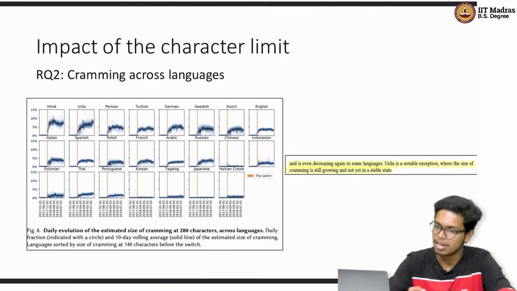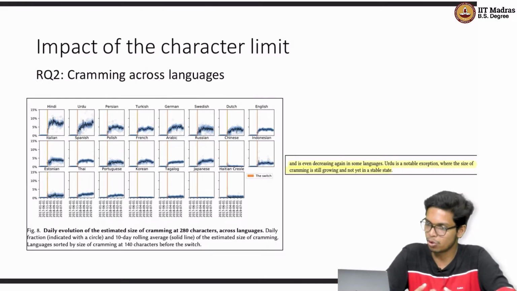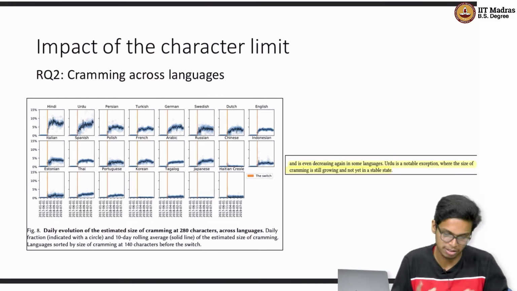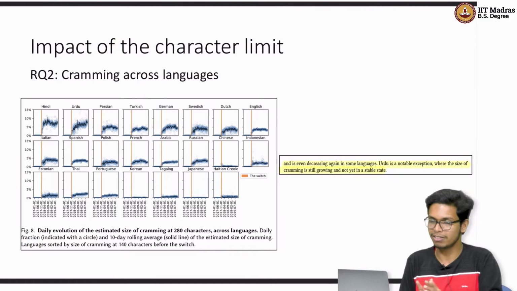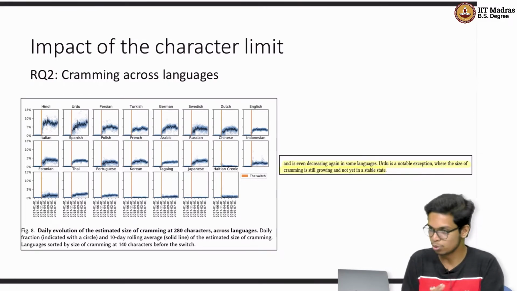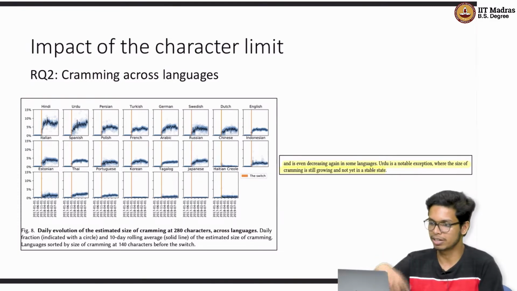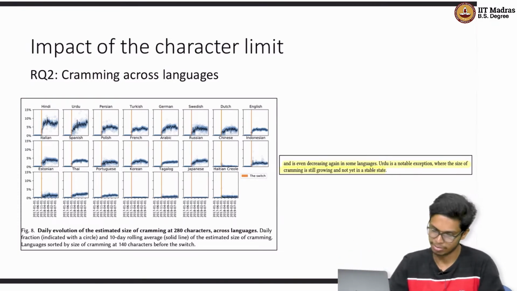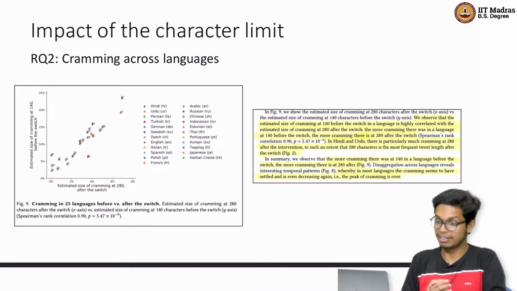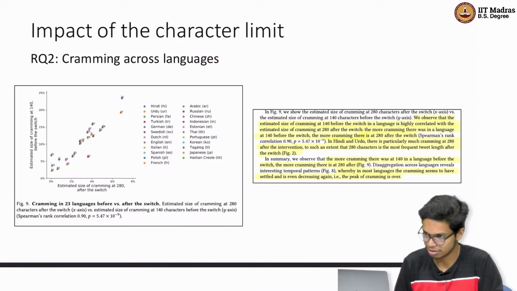There is a lot more engagement, a lot more content generation and cramming in Hindi, Urdu, Persian and so on, which was again counterintuitive and very interesting to look into: how your background, how the linguistic styles and the different languages that you use to tweet can influence your cramming behavior on social media. So this was another interesting analysis where the authors looked.